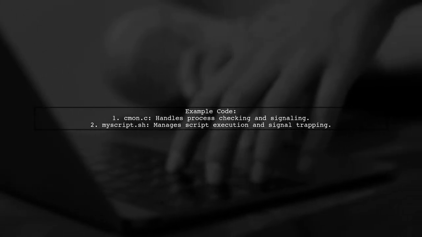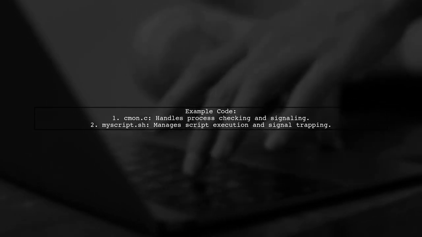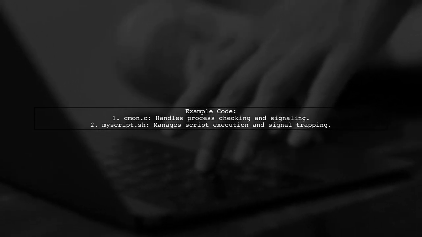Instead of SIGINT, you can use SIGUSR1 to signal your script. This can be done with a simple kill command. Here's a working test example for Ubuntu and macOS. The script checks if it's already running and handles signals appropriately.